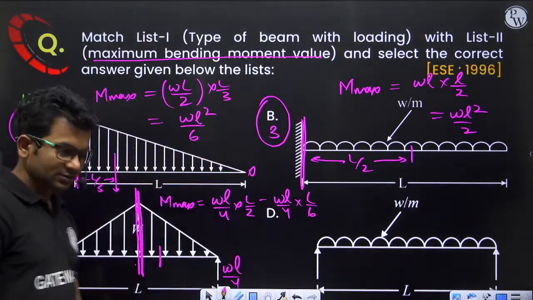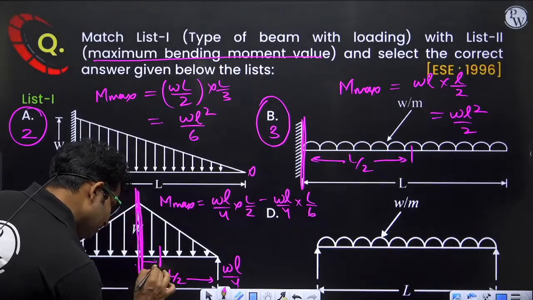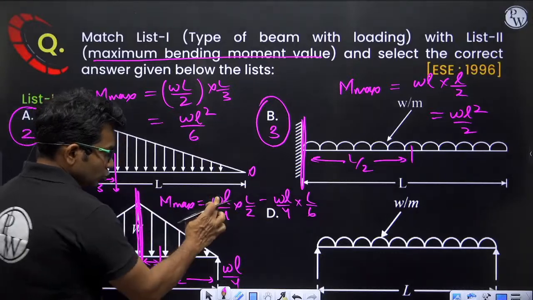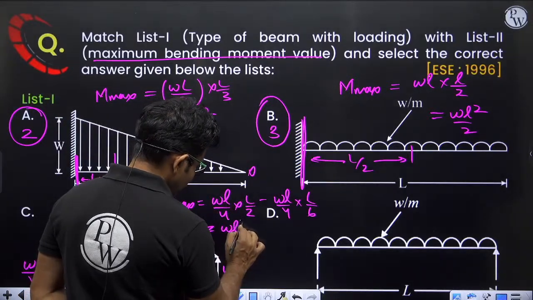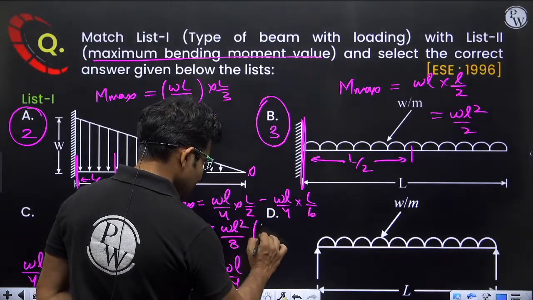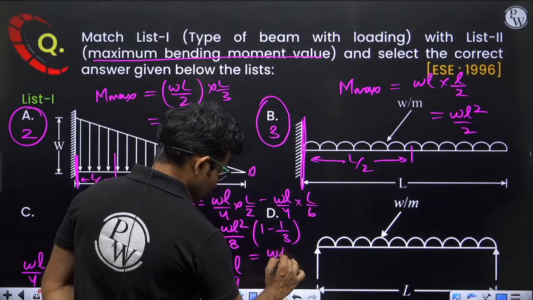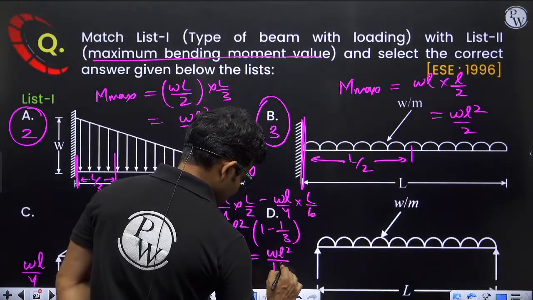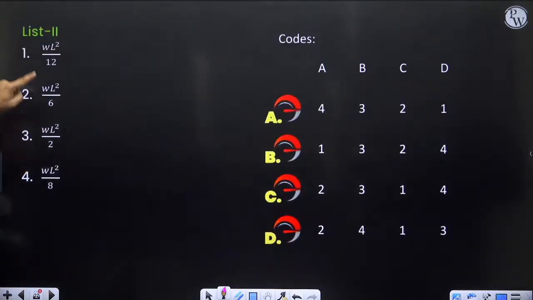So this is L by 2, and this is 1 by 3 into L by 2, so L by 6. So WL square by 8 times (1 minus 1 by 3), so 2 by 3. So WL square by 4 times 3 is 12. WL square by 12 will be the correct answer. So for this, we'll be getting WL square by 12.